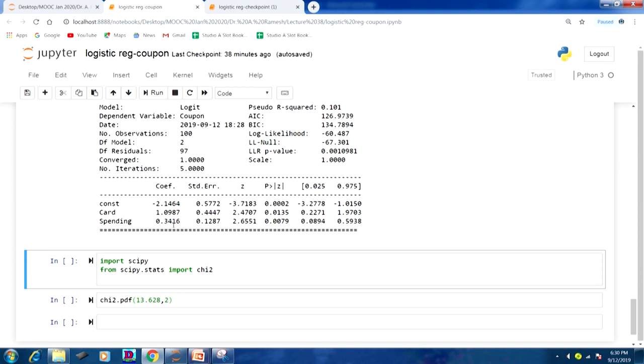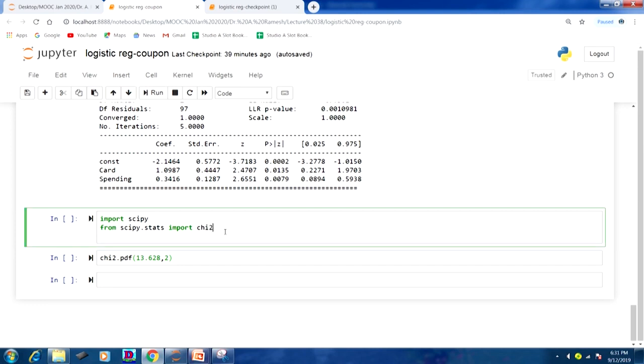That will help you interpret, suppose a person is spending 2000 and another person is spending 3000. Suppose there is a 1 unit jump, what are the corresponding chances, because of that 1 unit jump, that the person will use the coupon? Suppose there is a C unit jump, you simply have to find e to the power C times 0.3416. So you will get the C unit odds ratio, which you can directly interpret.